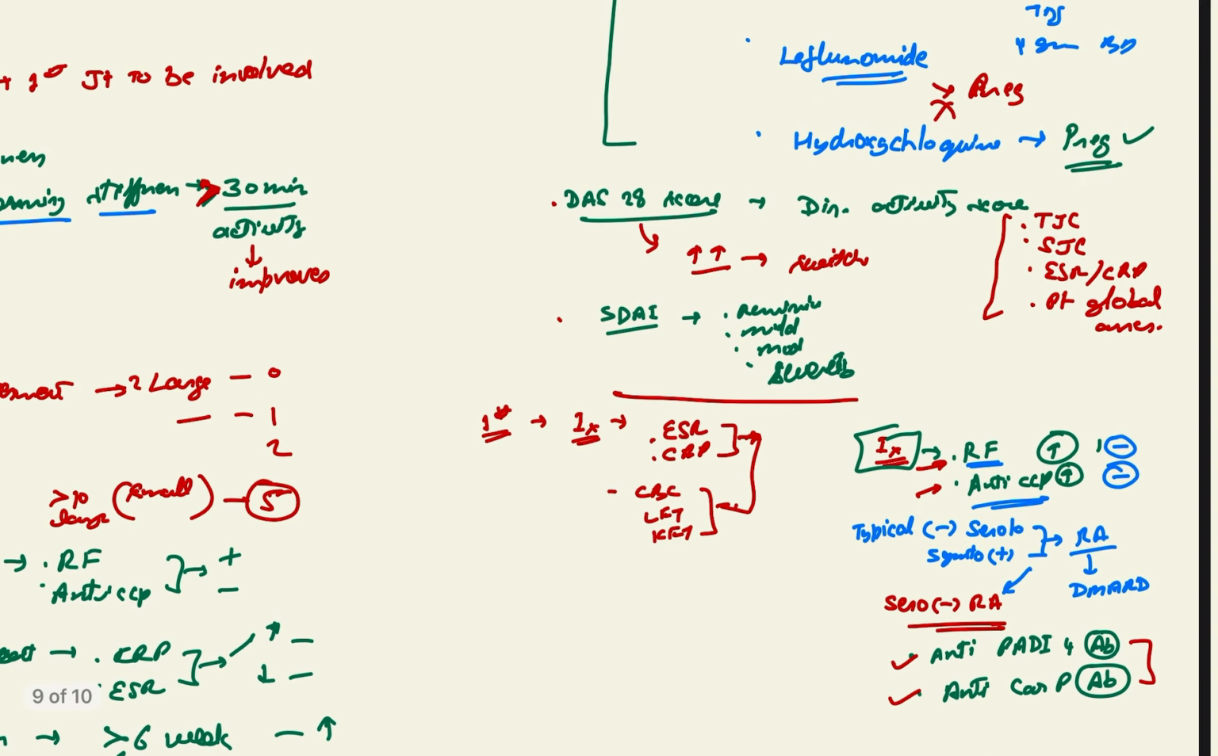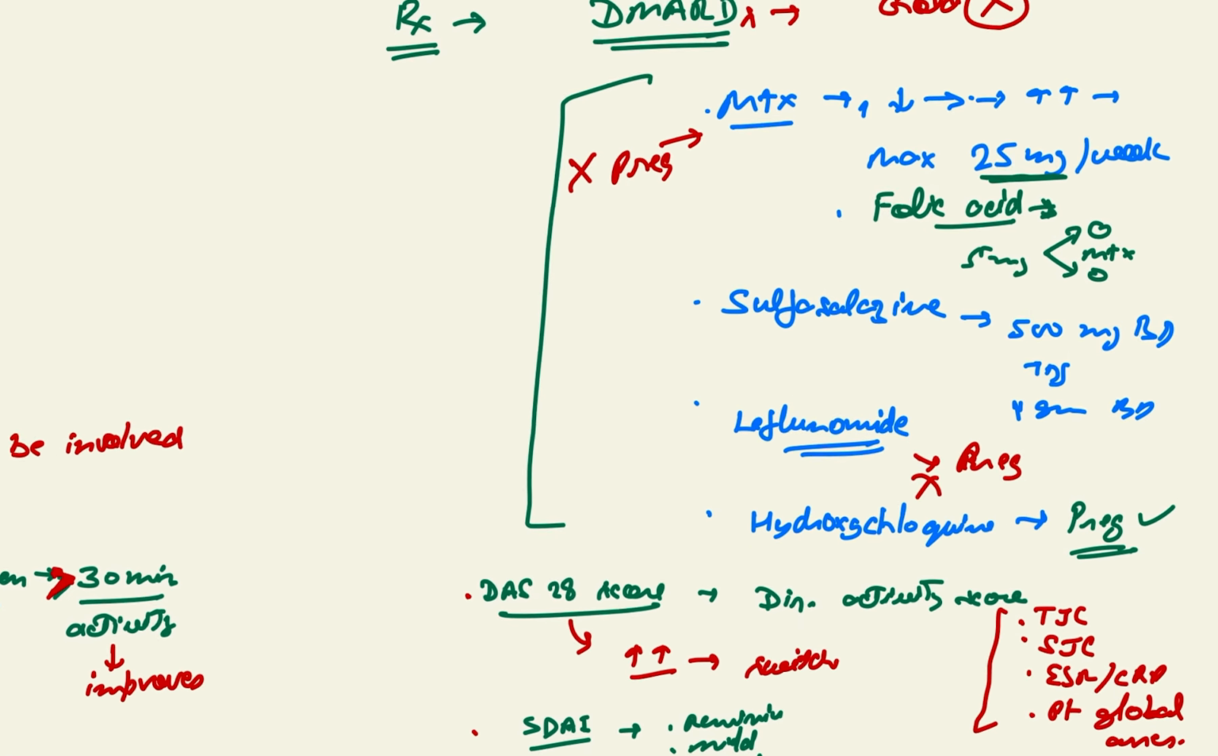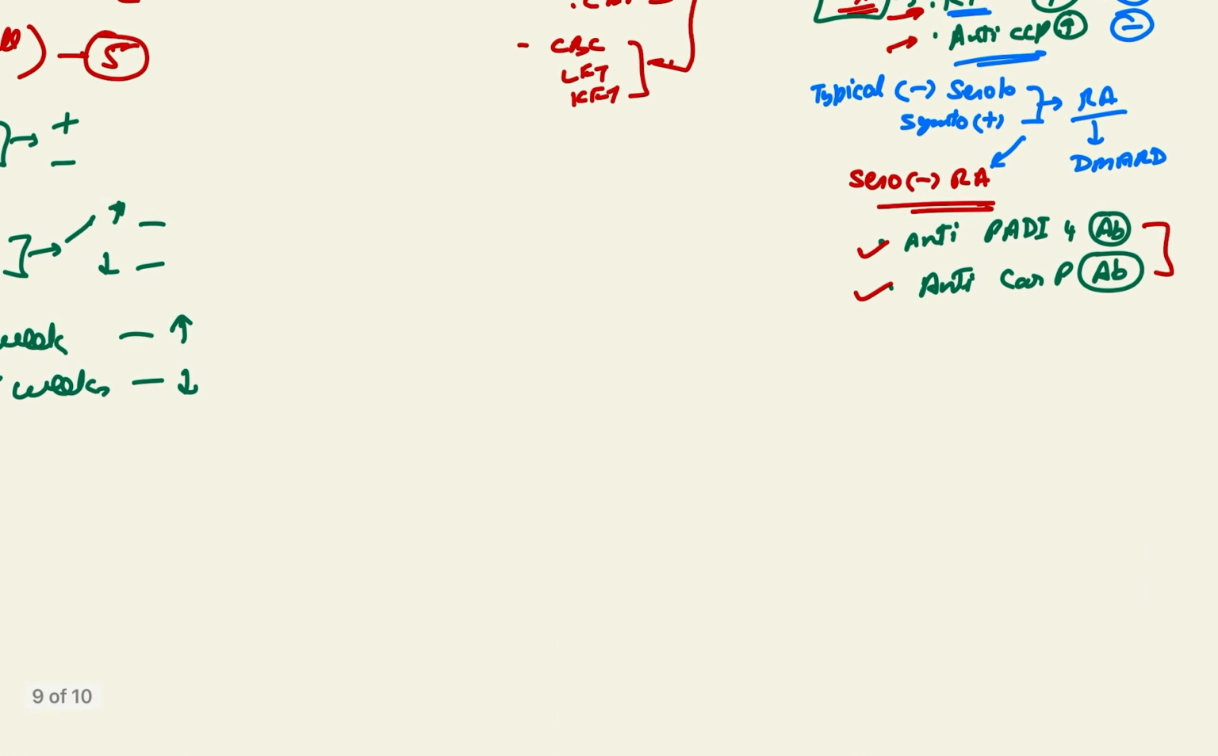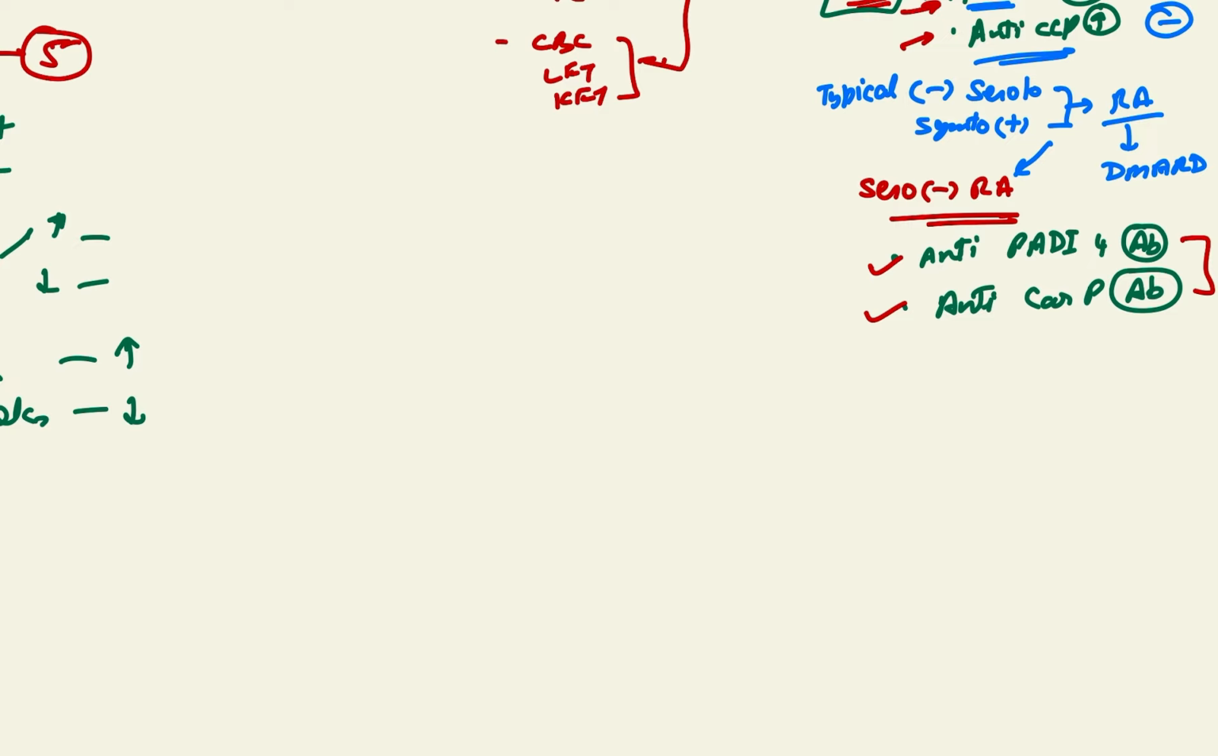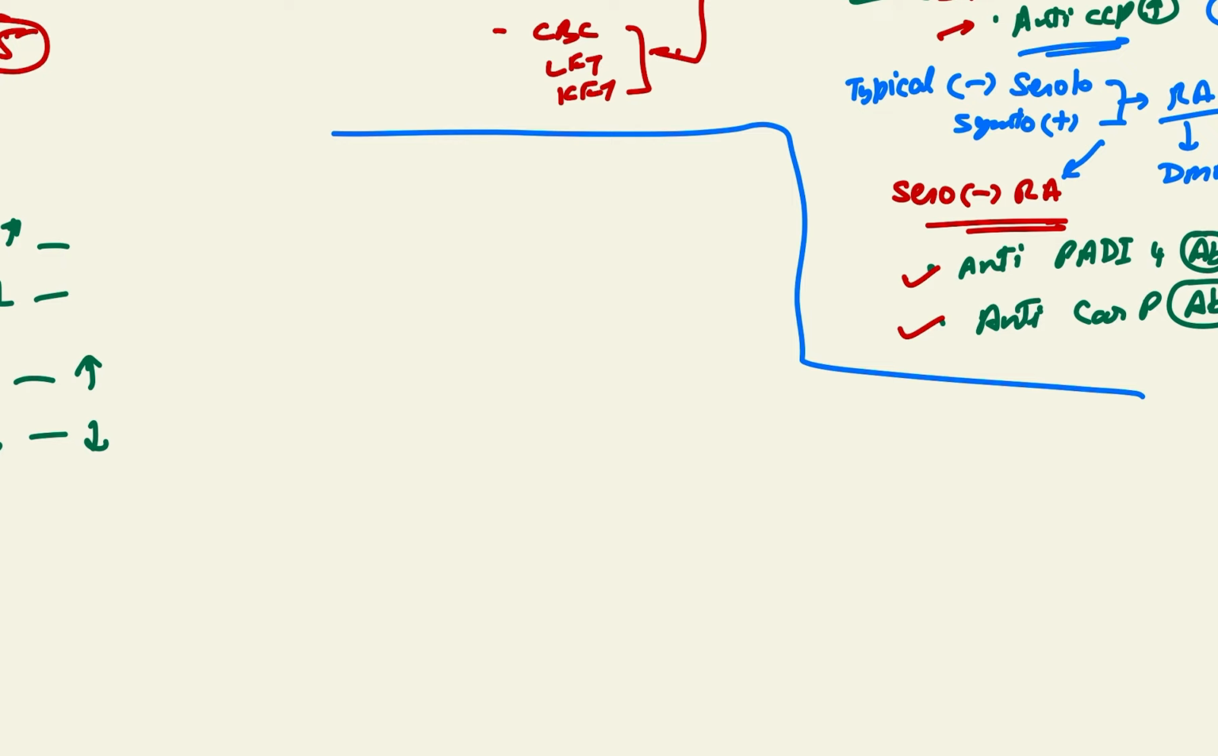Now, suppose the patient has received the conventional DMARDs and doesn't improve. The DAS28 score is consistently increasing. What to do next? Next, we have to switch to certain biological therapies, and there are other therapies like JAK inhibitors. The most common example is tofacitinib, baricitinib, upadacitinib. These are the drugs which are being used.